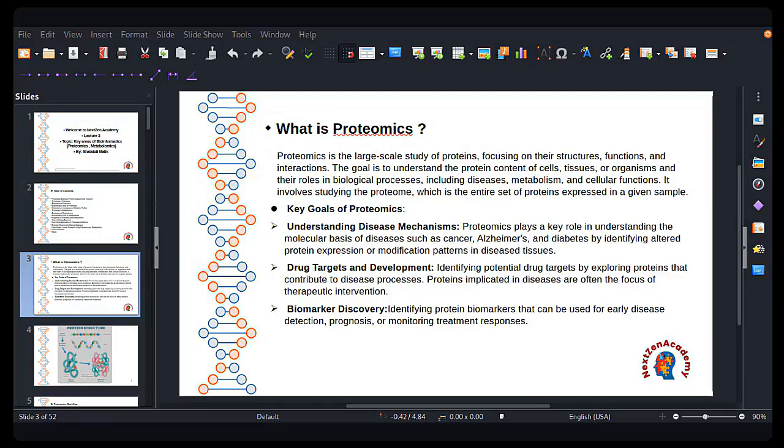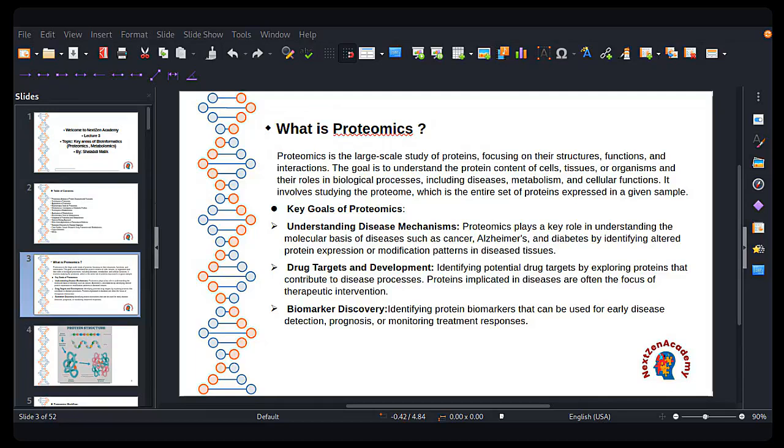Then we analyze how insulin interacts with other proteins in the body. Then we detect if there are any changes in the structure and function, which might cause problems, right? Then what can we do now? Then we can develop new treatments and create personalized medicine, right? So the first goal is understanding disease mechanism. We can identify, analyze and detect.